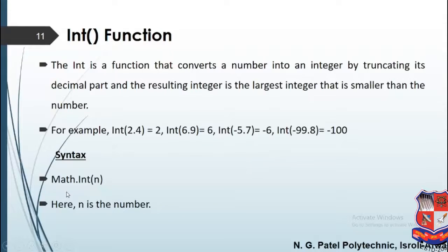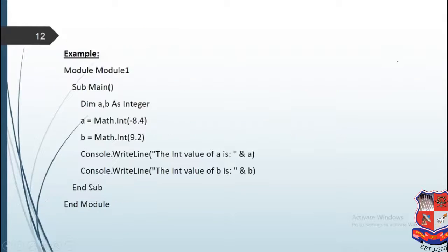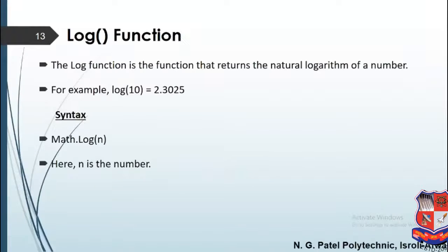Okay, here is the syntax of Int: Math.Int in brackets, where n is any number value. Here is the example of the Int function. In this example, the value of the Int function for minus 8.4 will be minus 9, and for 9.2 the answer will be 9. Okay.